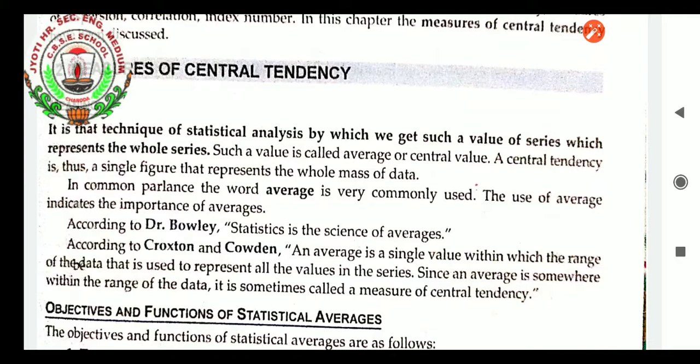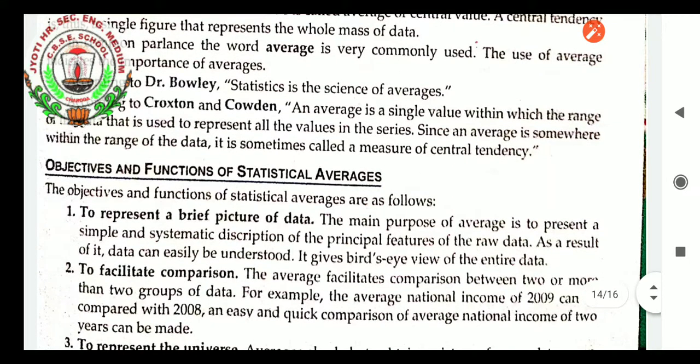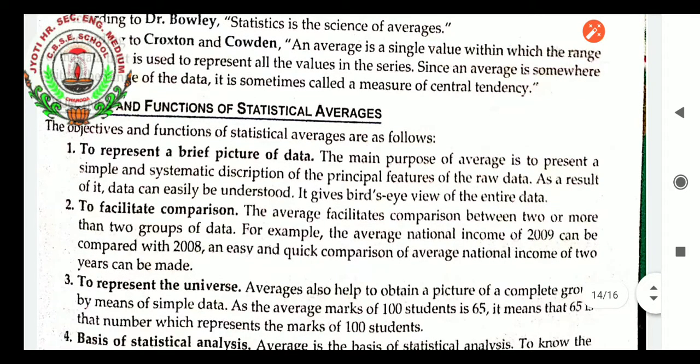According to Croxton and Cowden, an average is a single value within the range of the data which is used to represent all the values in the series. Since an average is somewhere within the range of the data, it is sometimes called a measure of central tendency. Objectives and functions of statistical averages are as follows: to represent a brief picture of data. The main purpose of average is to present a simple and systematic description of the principal features of the raw data. As a result, data can easily be understood. It gives a bird's eye view of the entire data.